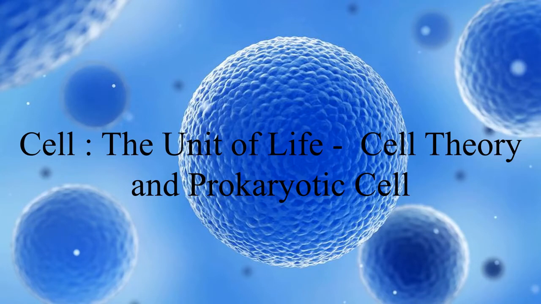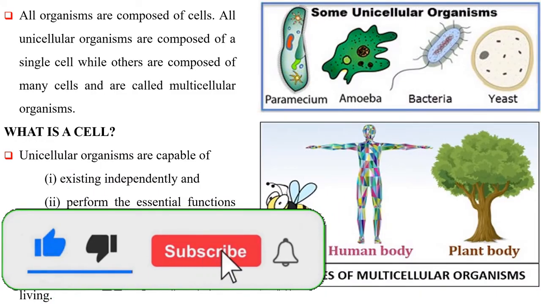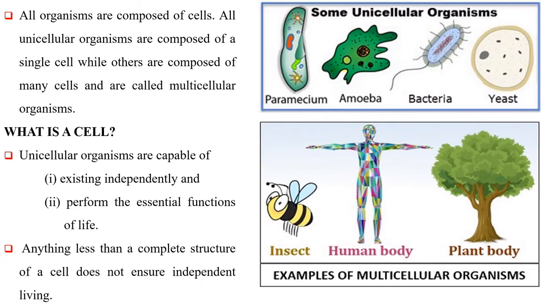Cell, the unit of life, cell theory and prokaryotic cell. All organisms are composed of cells. All unicellular organisms are composed of a single cell, while others are composed of many cells and are called multicellular organisms. What is a cell?